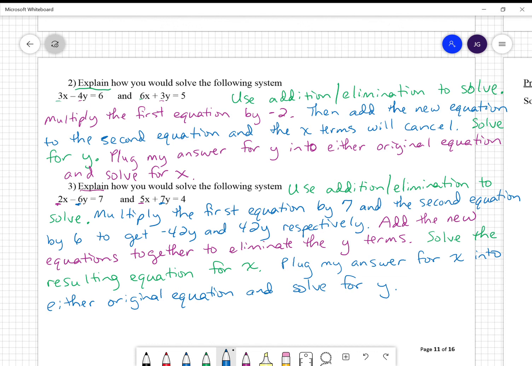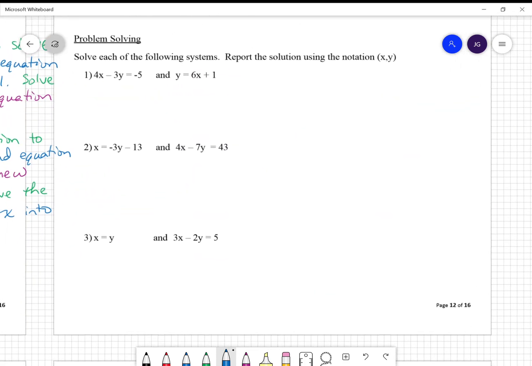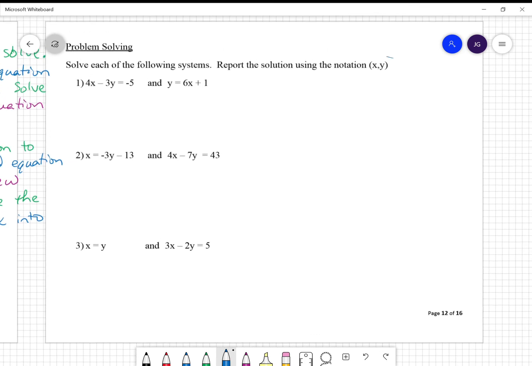Okay, on the last several pages, we just have problems to do. Notice in the instructions it says report your solution as an ordered pair. So once we have x equals, y equals, we'll write it as an ordered pair. We will be using either substitution or elimination. If it doesn't tell you which one to use, you get to choose. If it tells you, you have to do it the way that it asks for.